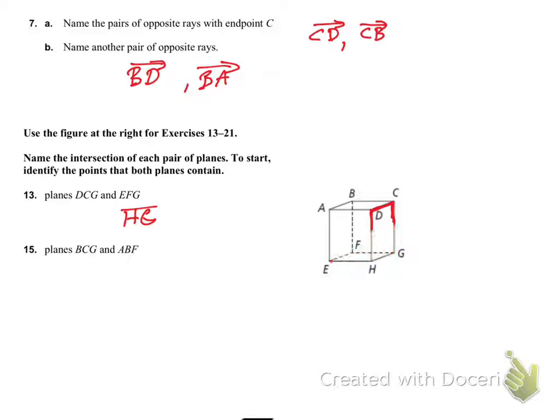Let's restart this one. We've got BCG, so B, C, and G. So it's going to be like this back piece of this 3D shape, and then ABF is going to be like the back left, or just the left side. So where they intersect, you can see, is B and F. So if we were to just identify the points, it'd be B and F, and they intersect at BF.